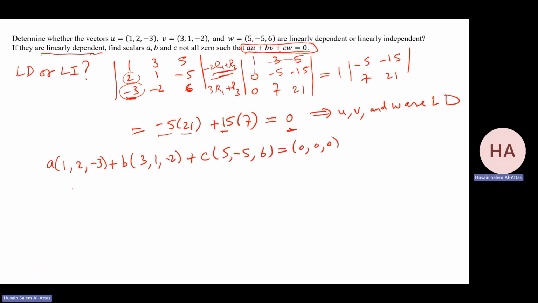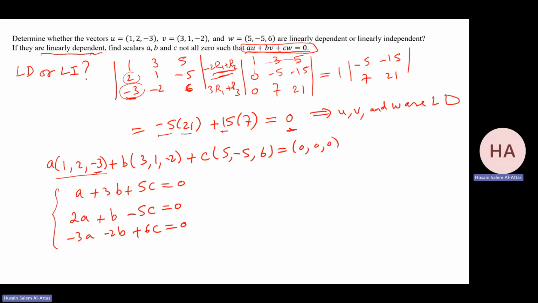So I have this equation. A plus 3B plus 5C is equal to 0. 2A plus B minus 5C is equal to 0. I want to write this system as equations now. I have -3A, the last component, minus 2B, plus 6C is equal to 0. I want to solve this system for A, B, C. I can do it by Gaussian elimination or by substitution.